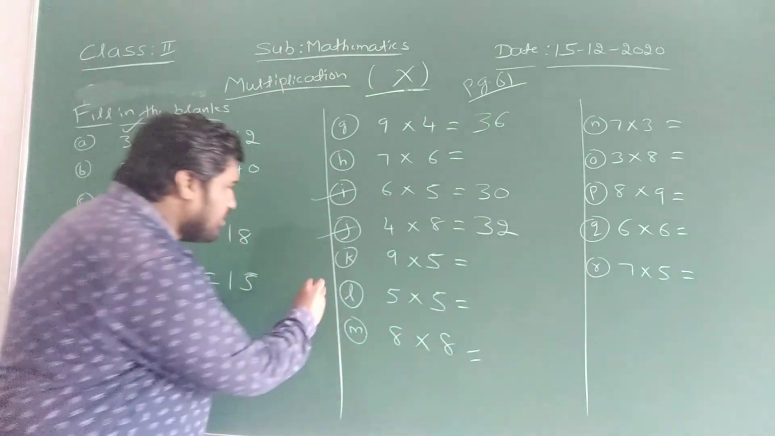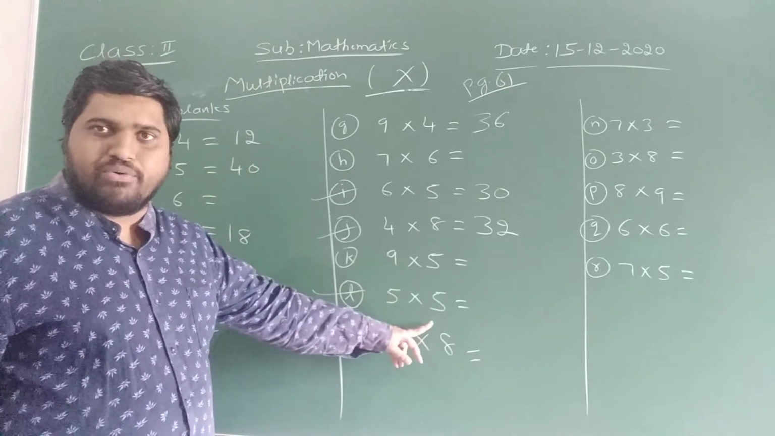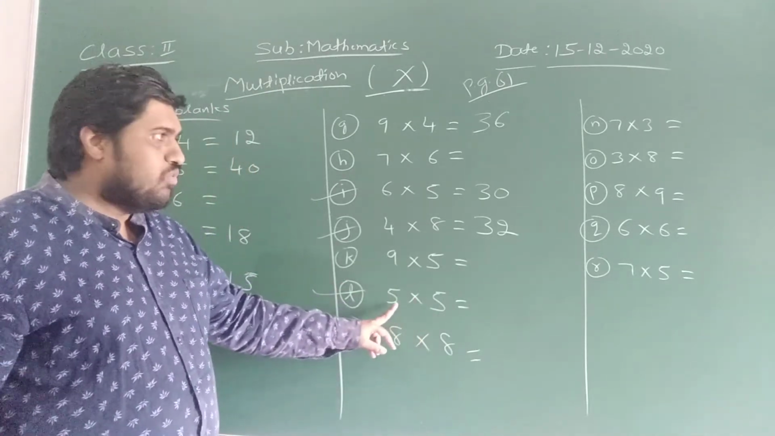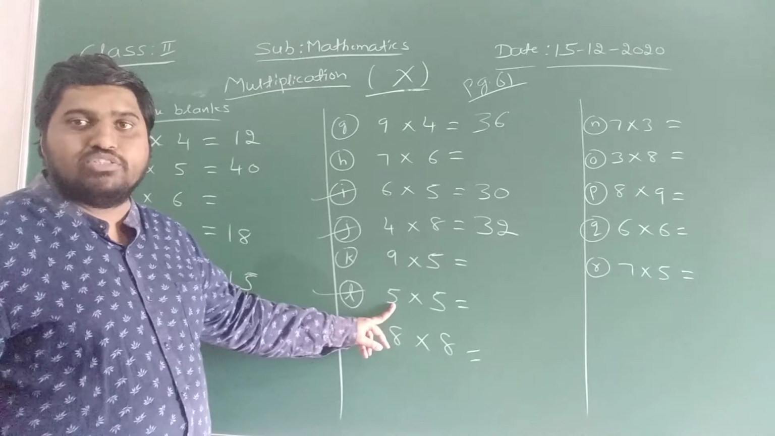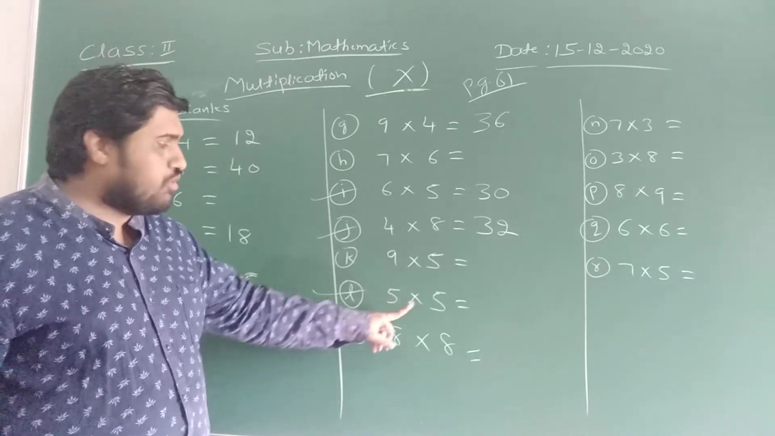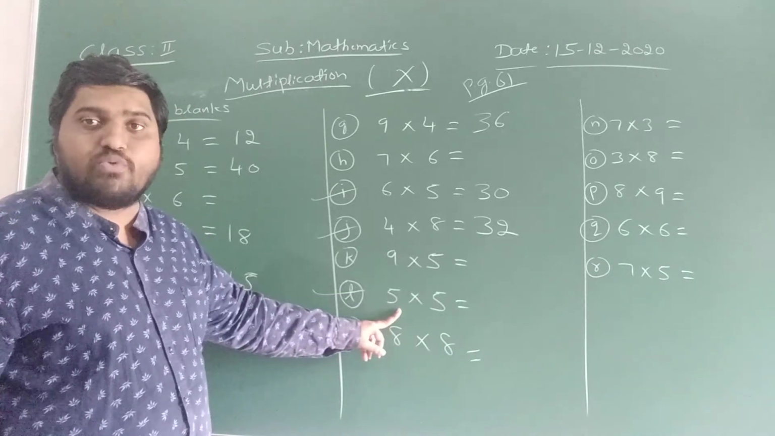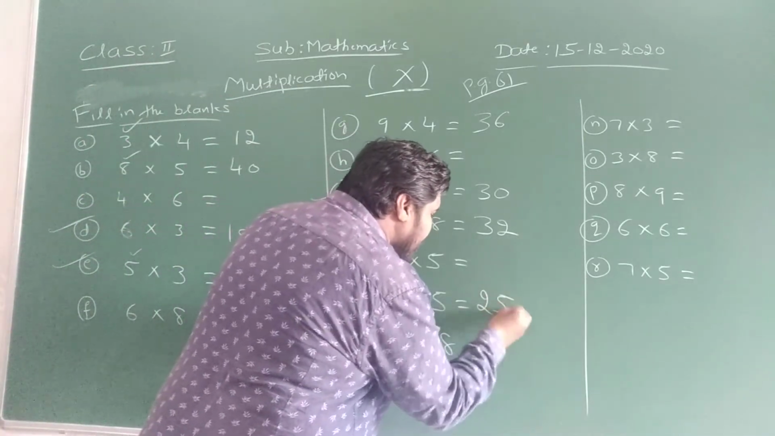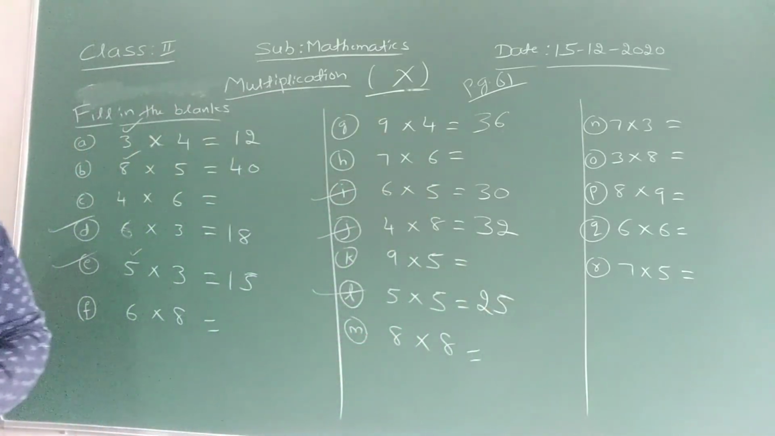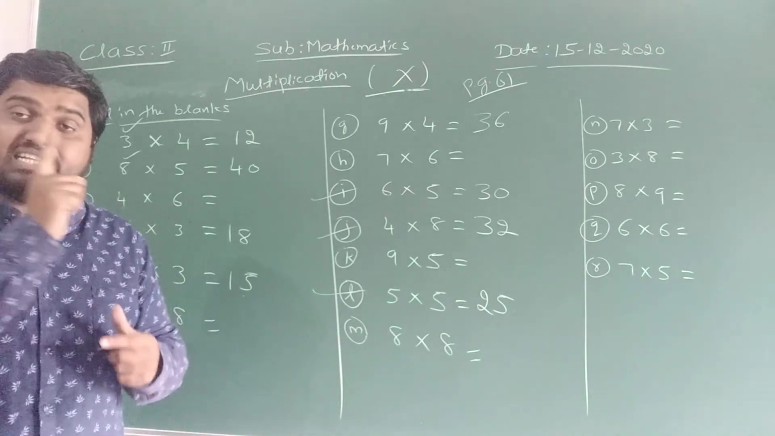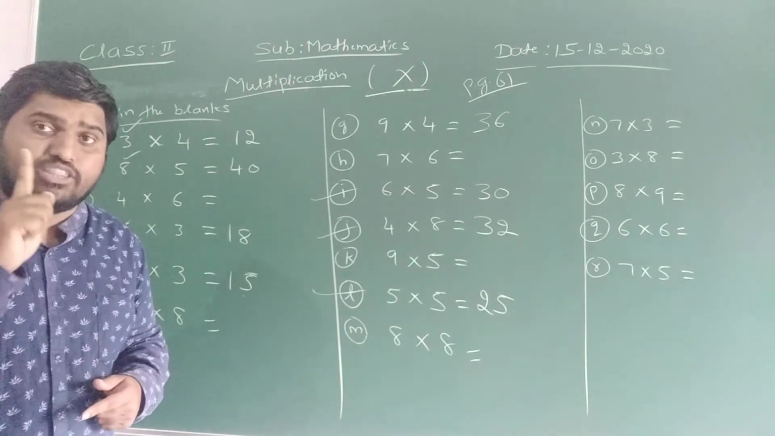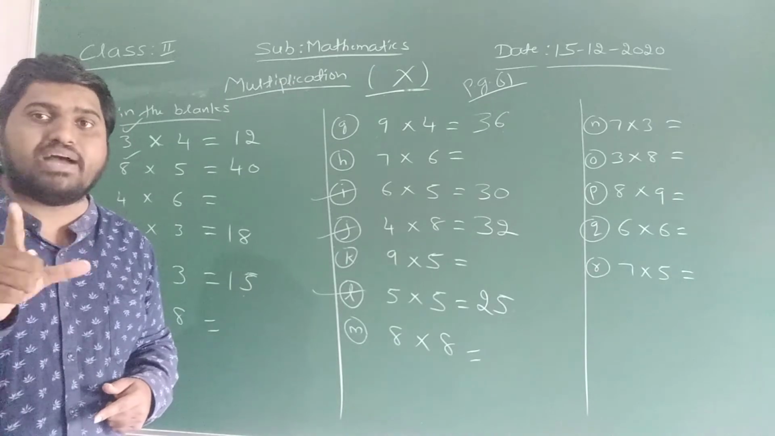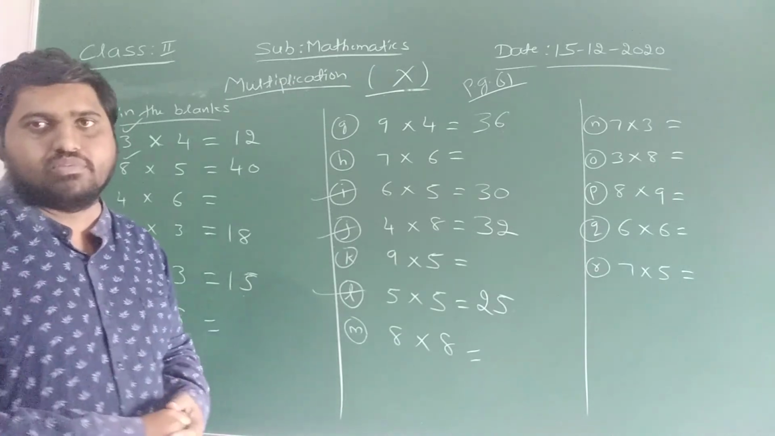Come to this question. 5 into 5. Read 5 table. 5 ones are 5, 5 2s are 10, 5 3s are 15, 5 4s are 20, 5 5s are 25. Okay, so simple, right? It is simple, only for those students who are revising the tables.